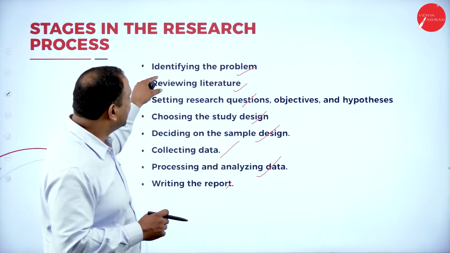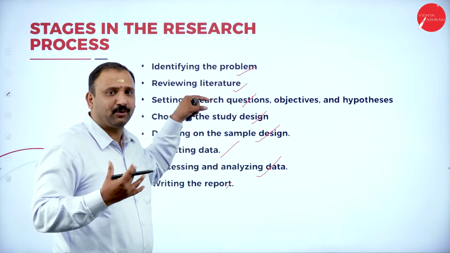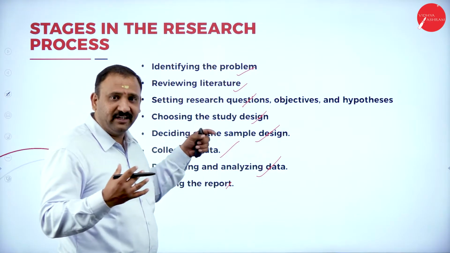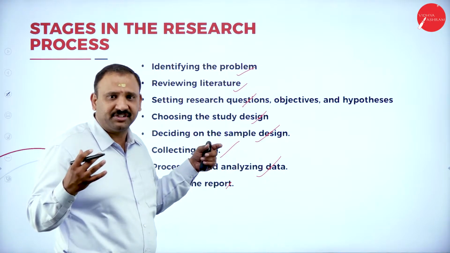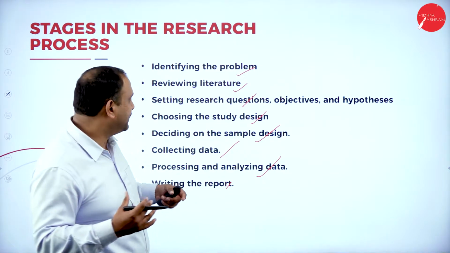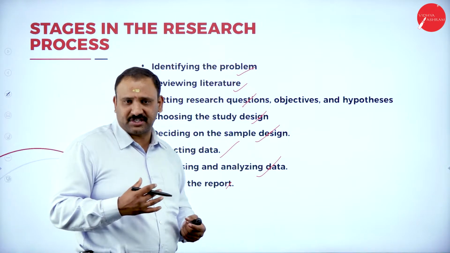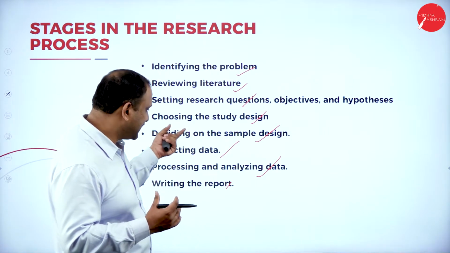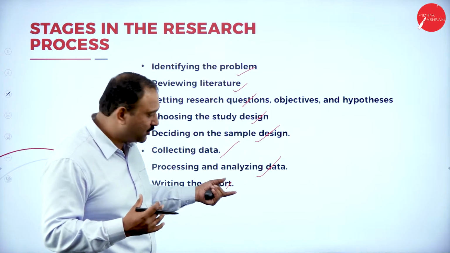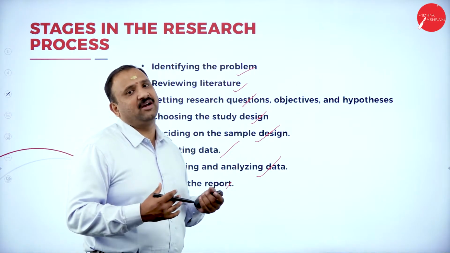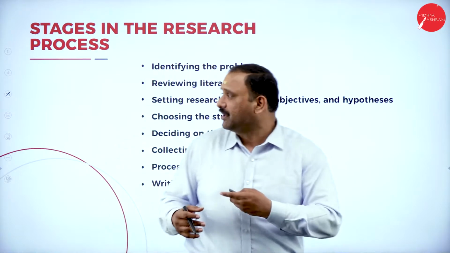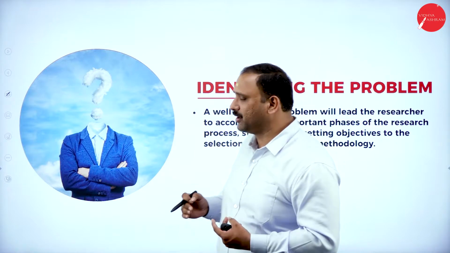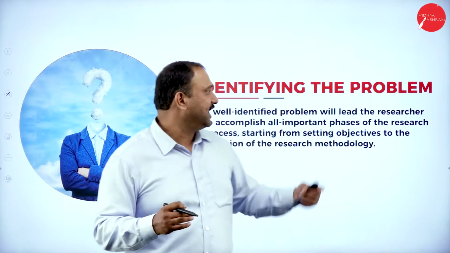The first thing, it helps us to identify the problem. We need to find out the problem. We need to find the literature that is associated, the works that have already been done. We will set up the research question and hypothesis. We will also choose the study design, the sample design, collect data, analyze data, and then write the report altogether.